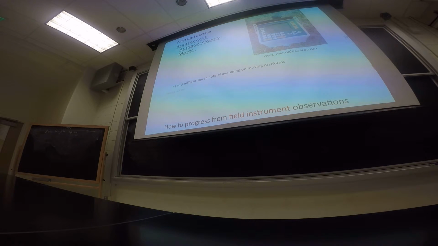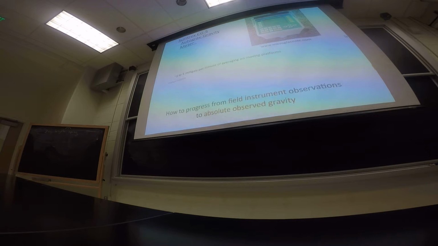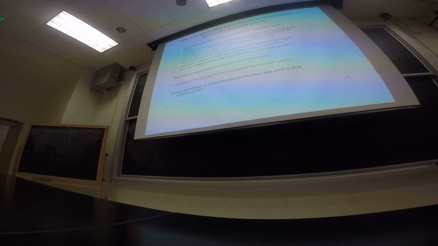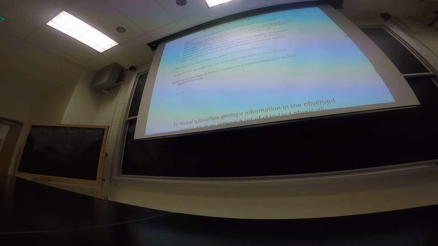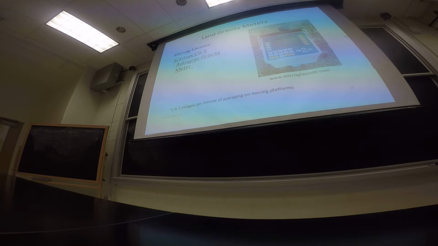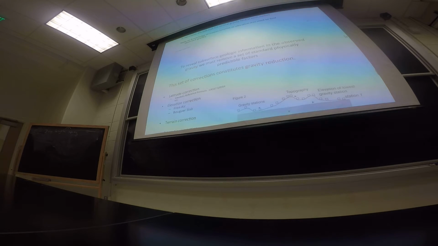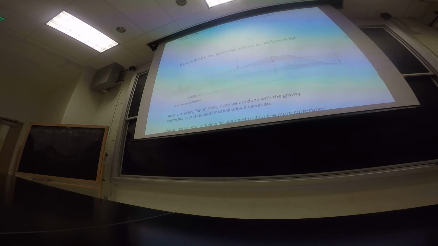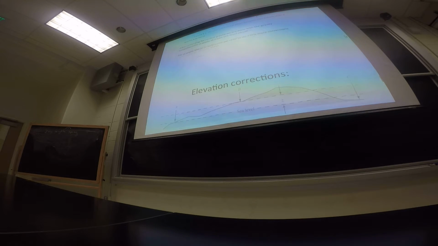So here's a surface picture of a LaCoste. And like I said, these things are sensitive anywhere from 10 to the minus 12 to 10 to the minus 9 of the force of gravity, or about 0.001 milligal. So the gravimeter itself, believe it or not, is not the limiting factor in how accurately we can measure gravity. And I'm going to go over this. I'm actually going to jump around here a little bit. But what I want to look at first are elevation corrections.